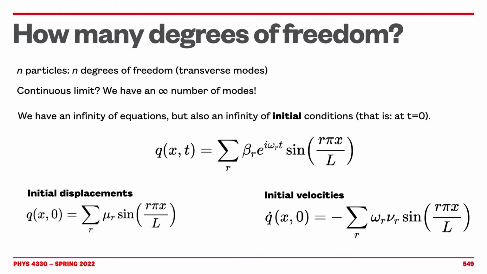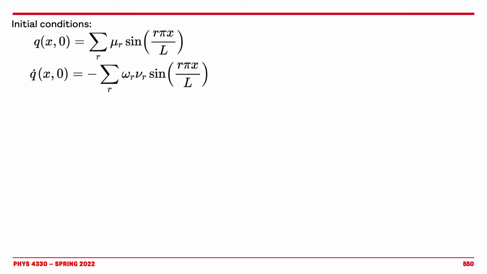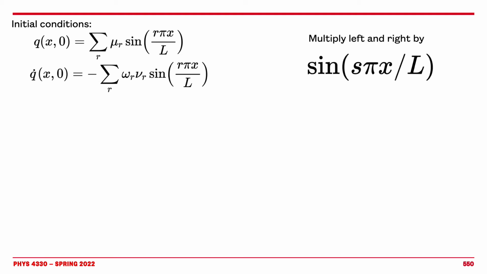So we are almost there, actually. All we need to be able to calculate now is mu r and nu r. So remember, those two initial conditions, displacement and velocity, I'm going to repeat them on this next slide. So here they are. And we are going to use a trick. So just bear with me. We are going to multiply both the left and the right by a sine function, sine of s pi x over L. I mean, there's nothing wrong with this. We can certainly multiply the left and the right. We are going to then integrate both sides.